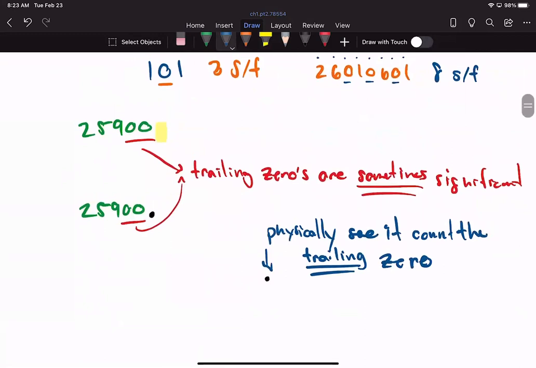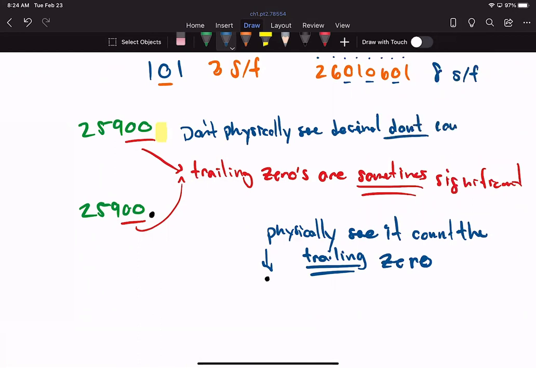So here, I know that there's an imaginary one there, but I don't physically see it. So if you don't physically see the decimal, don't count the 0, right? So in 25,900 here, I don't see the decimal. This is 3 significant figures.